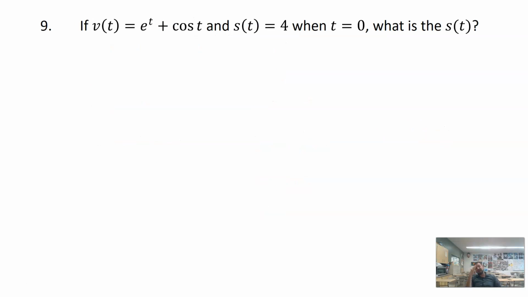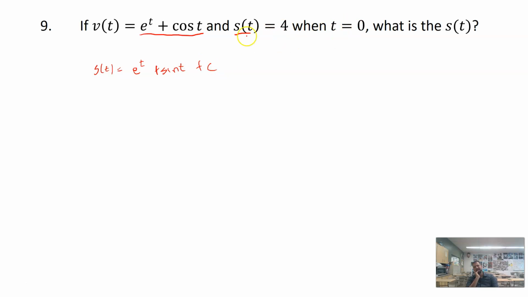Number 9 is very similar. The difference is you'll notice I have a velocity function, and I need to take the antiderivative to get to position. So I take the antiderivative of velocity, that gives me s of t equals the antiderivative of e to the t is e to the t. The antiderivative of cosine is sine, so I've got that plus c.